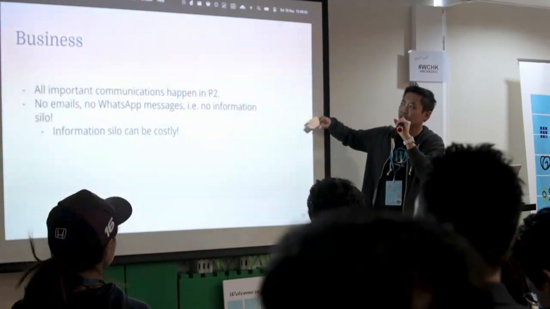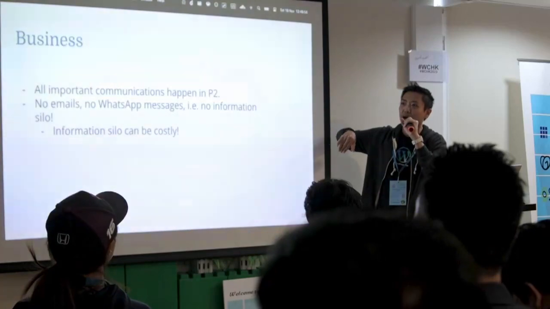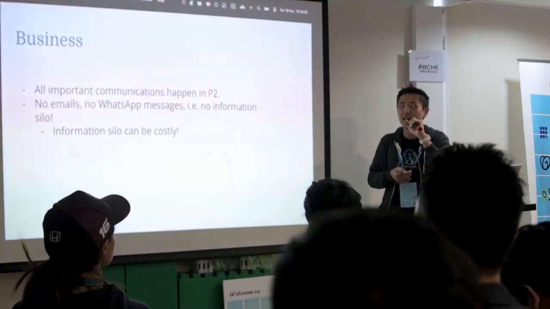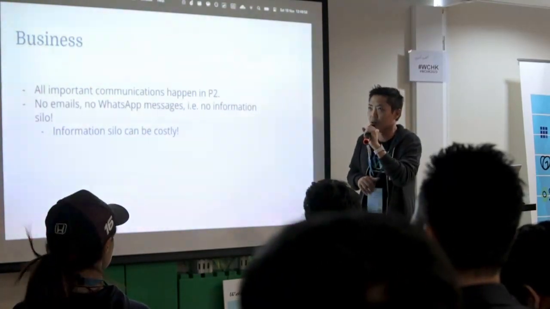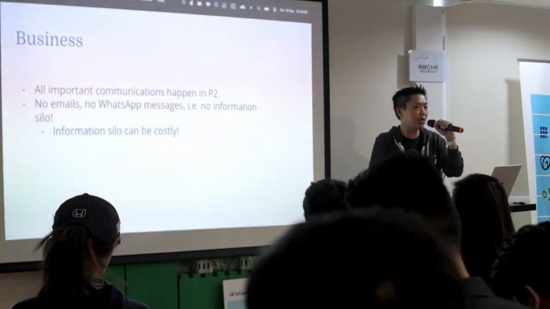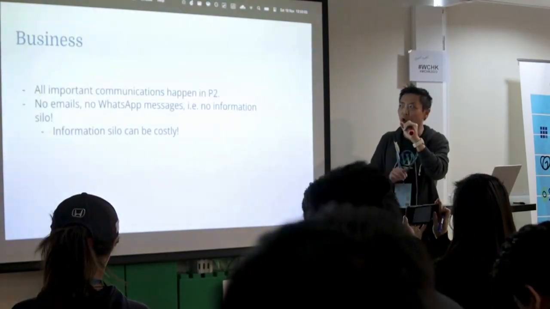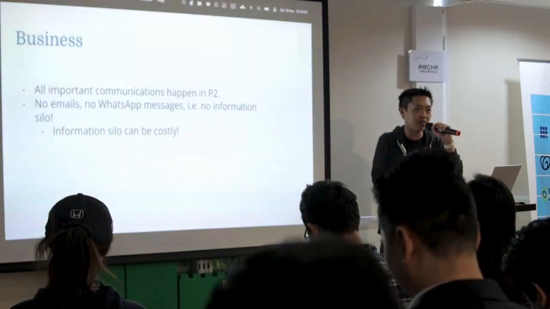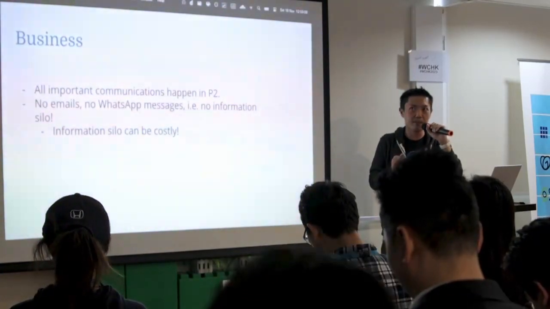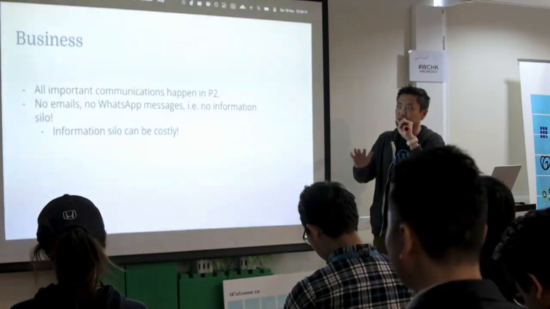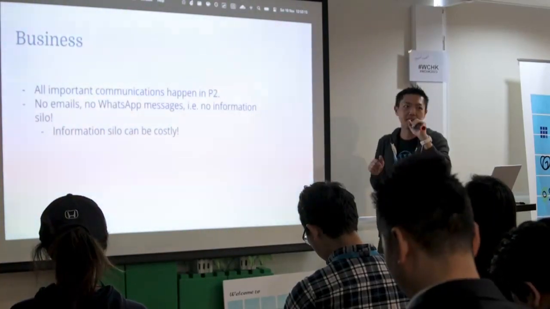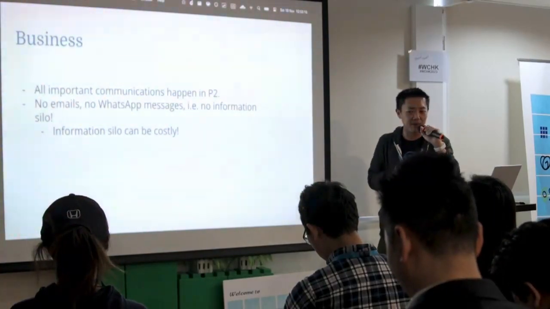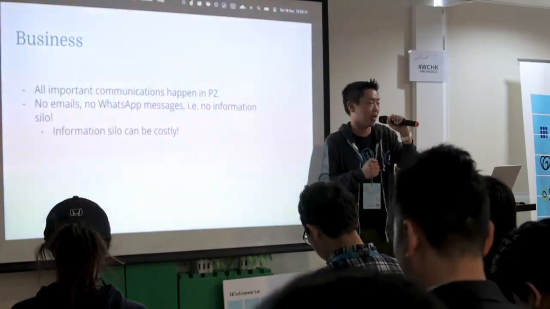Because all important communications happen in P2, the effect of it is that we communicate via all these P2 posts, everything is public and open. We don't use emails in the company to communicate all these project decisions, all the things. We don't use emails, we don't use things like WhatsApp messages. I mean, WhatsApp messages are becoming very common, especially since the COVID pandemic, right?